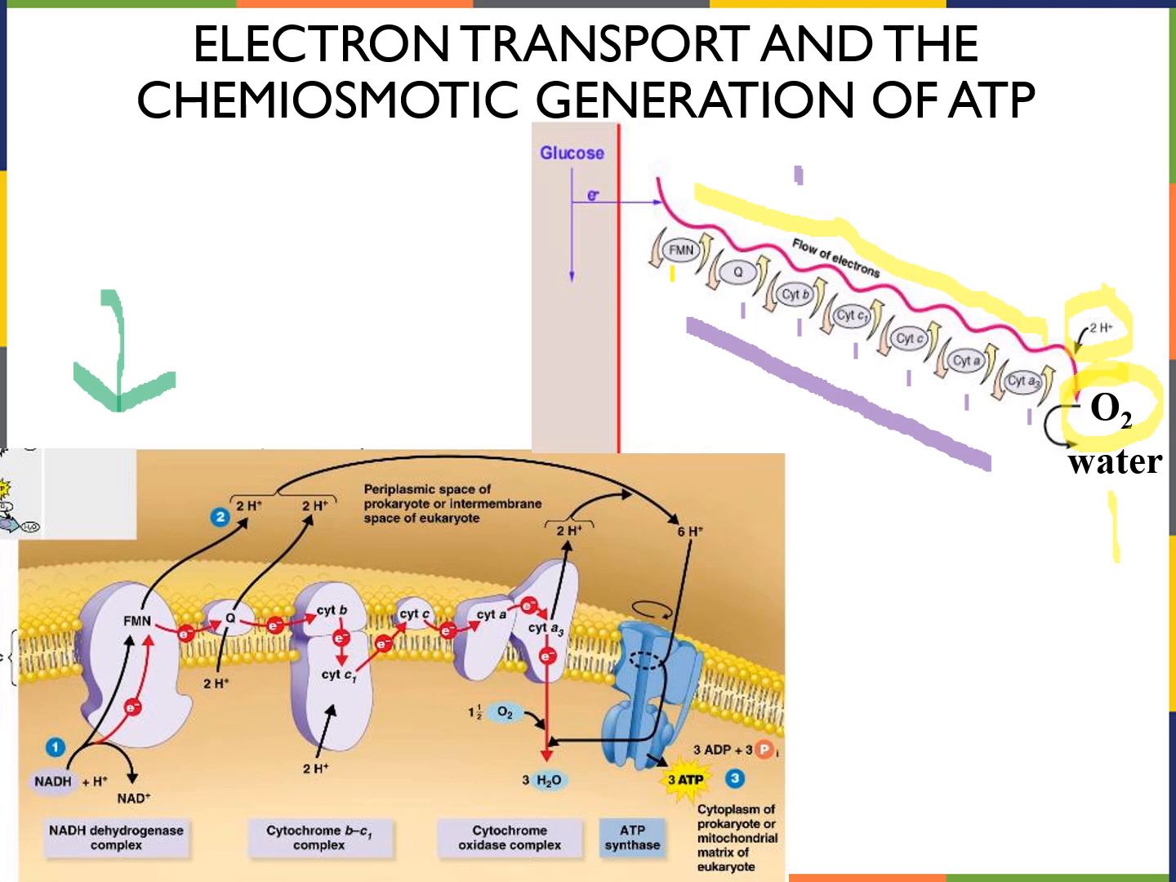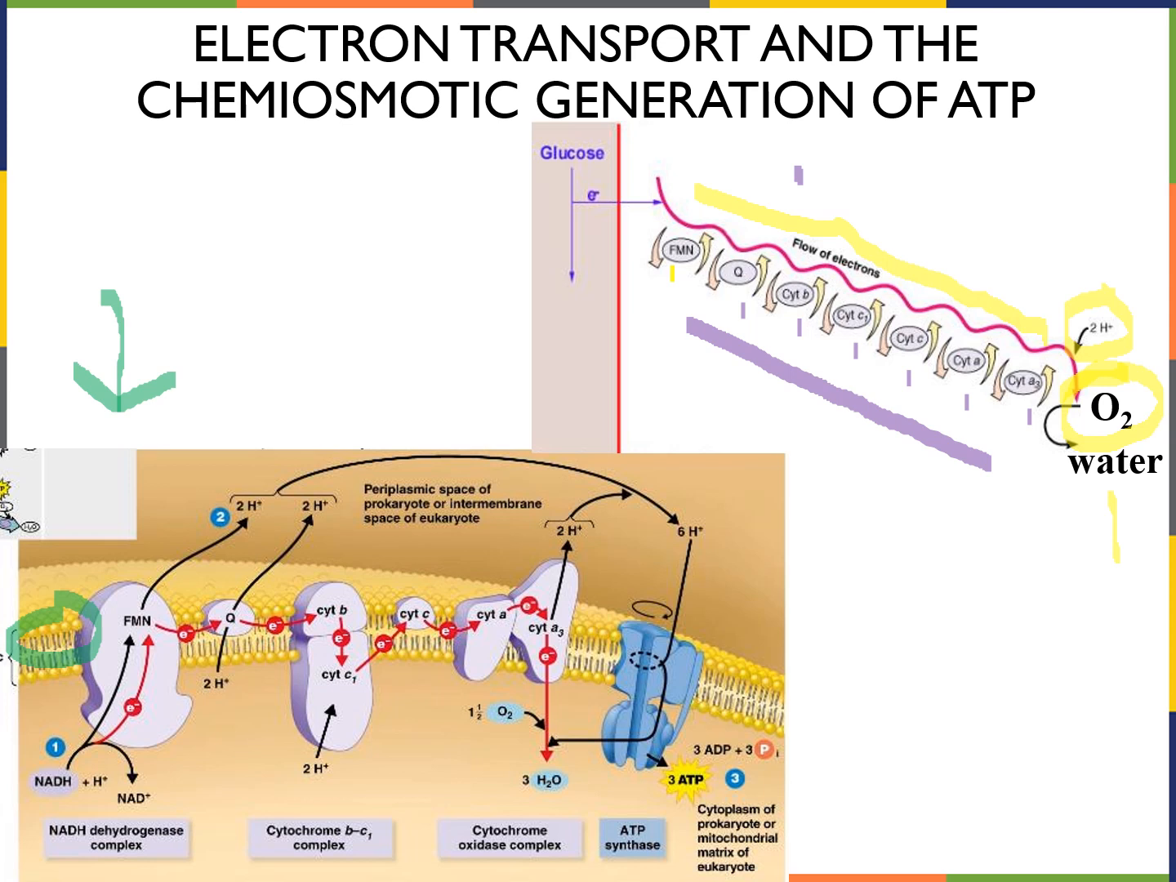Okay, so first of all, note on this picture that the electron transport chain is located in the plasma membrane because you see the phospholipid bilayer. It goes in the same order: FMN, Q, cytochrome B, cytochrome C sub 1, as the other one up here. It's arranged a little bit differently.